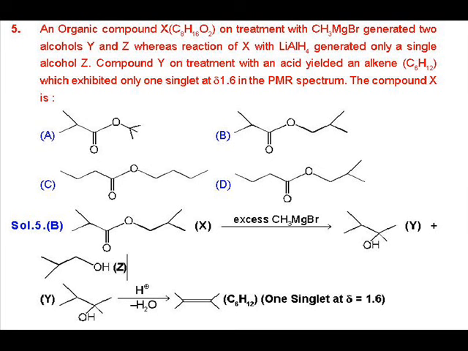This ester on reaction with lithium aluminium hydride gives only 1 alcohol, and we know with lithium aluminium hydride the ester breaks into 2 alcohols, so it seems that it is a symmetrical type of ester. So we can reject the option A and option D.